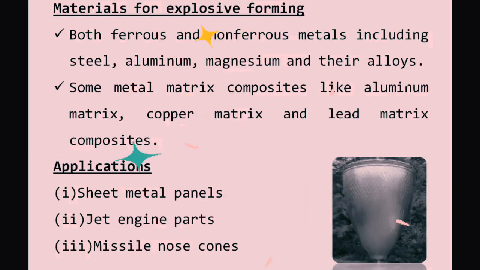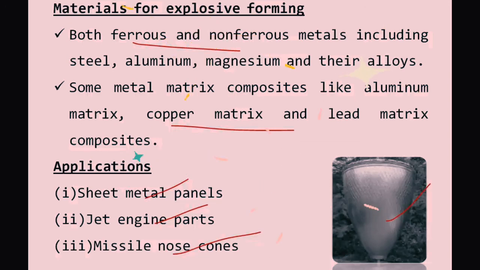What types of materials can be used for explosive forming? Both ferrous and non-ferrous metals, including steel, aluminum, magnesium, and the like. Some metal matrix composites are also used for explosive forming, like aluminum matrix, copper, and lead matrix composites. Applications: sheet metal panels, jet engine parts, and missile nose cones. These products are produced with the support of explosive forming.